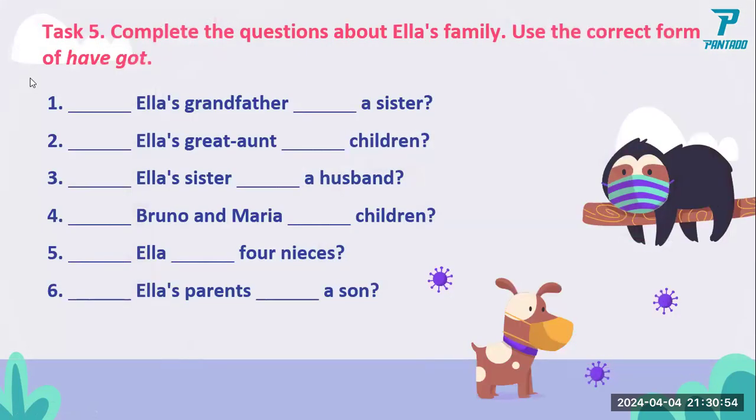Okay, this one. In the tasks, complete the question about Ella's family. Use the correct form of have got. Okay, I will give you an example. Okay, so go.